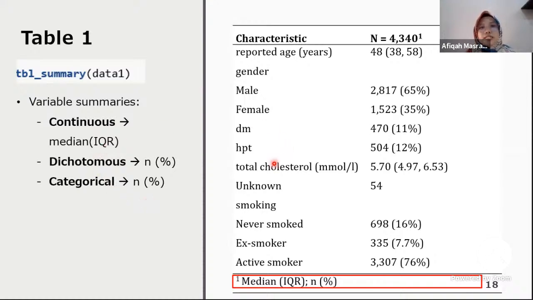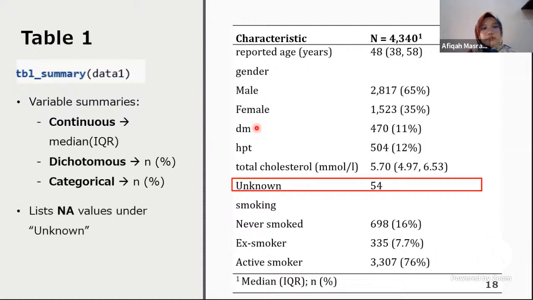It is automatically detected by gtsummary, and we can see that all the continuous variables will have median and IQR, as mentioned in the footnotes. For dichotomous and categorical variables, it will be n and percentage as seen here, and for missing data, it will be under unknown. So the unknown value here shows that there are 54 participants with missing total cholesterol.